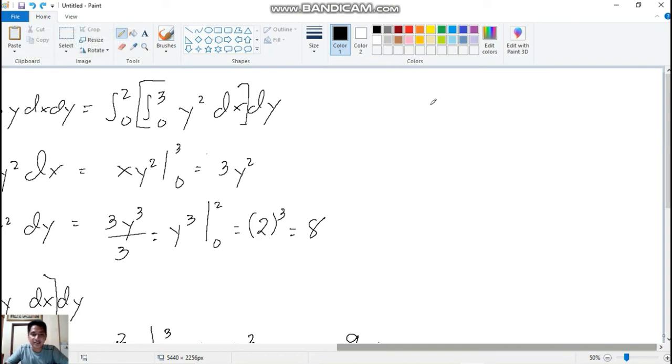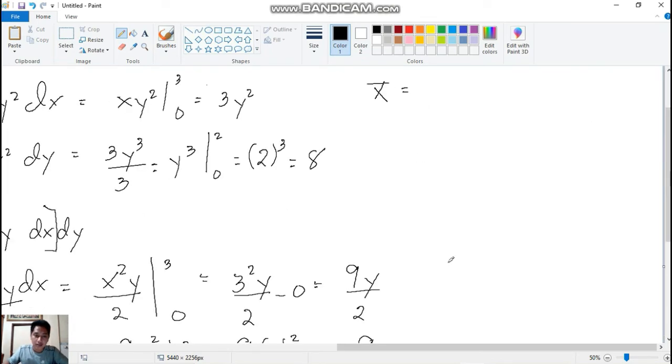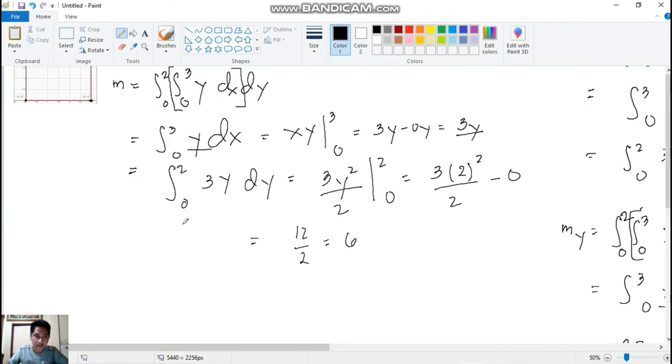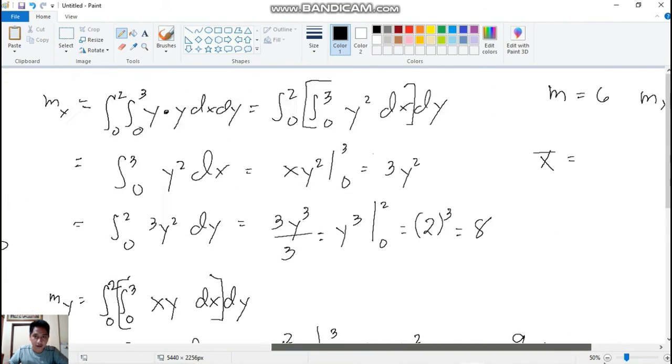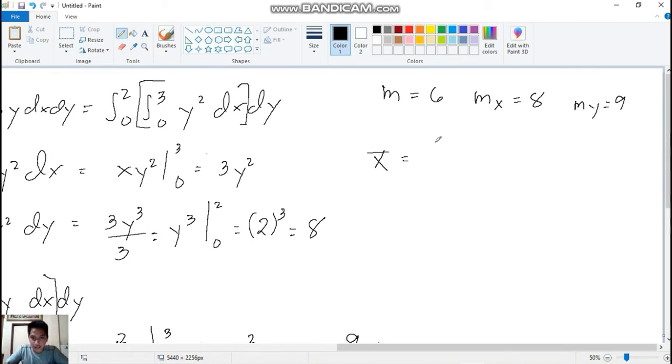Okay, so we summarize the different answers that we got. We have the mass, which is equal to 6, m sub x is equal to 8, and m sub y is equal to 9. These values are the things that we need to use to get the center of mass. The formula is we need to get first the x bar, the average of the x coordinate and y coordinate. So for the x coordinate, we have m sub y all over m, and for the y coordinate, we have m sub x all over m.